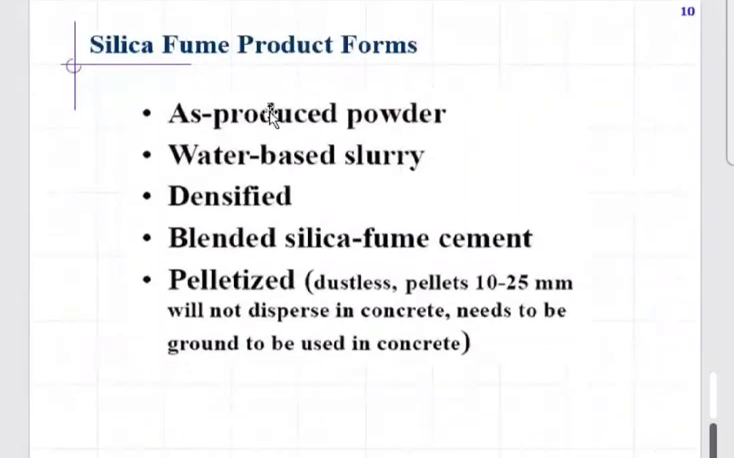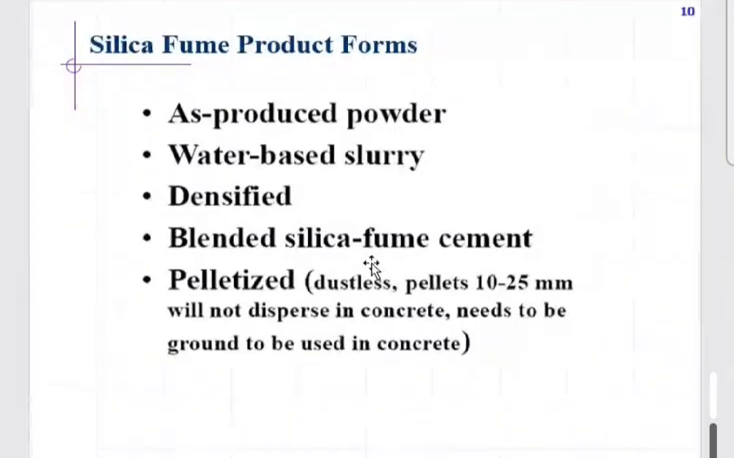So this is a byproduct. This is a powder produced actually. It can also come in a water-based slurry as well. This is densified, or you can prepare it as a blended silica fume cement as well. So this blended silica fume is normally produced where the silica fume is abundantly available.